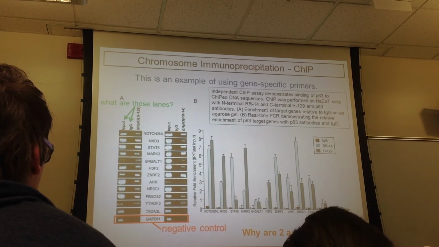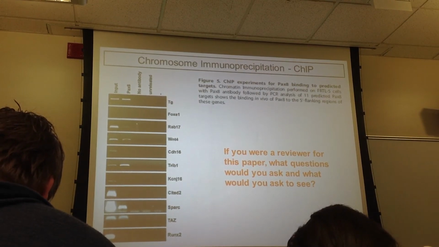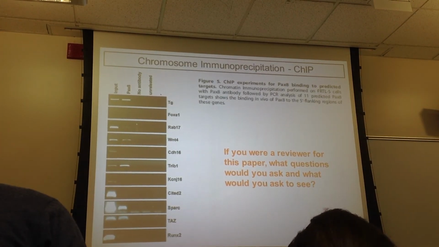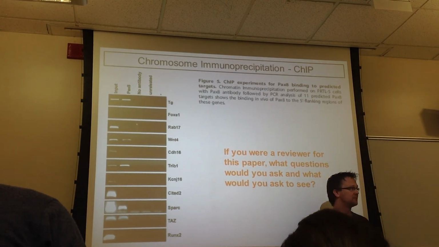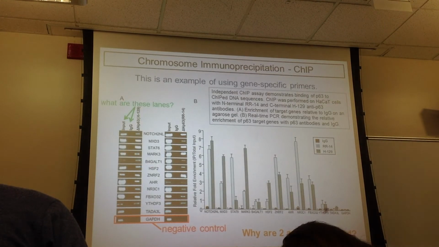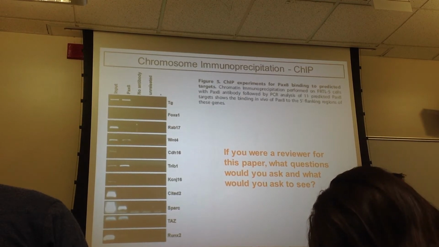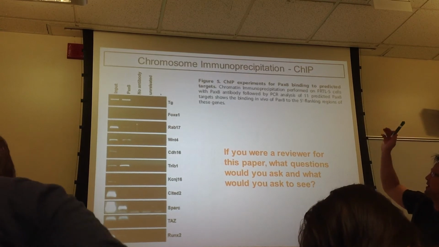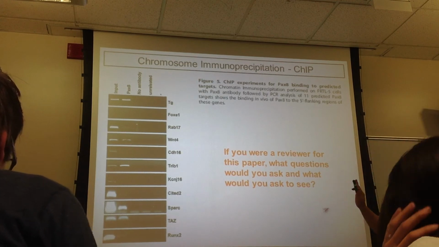All right, good. So I have another simpler example here. Not quite as nice of an example, to be honest. I thought it would be good to see another one. In fact, I was so concerned with this that I put this question: if you were a reviewer for this paper, what questions would you ask, and what would you ask to see? Now, I could also ask the same question for this one. Again, they have a no antibody control, so they did the no antibody control instead of the IgG control. Which control is better?